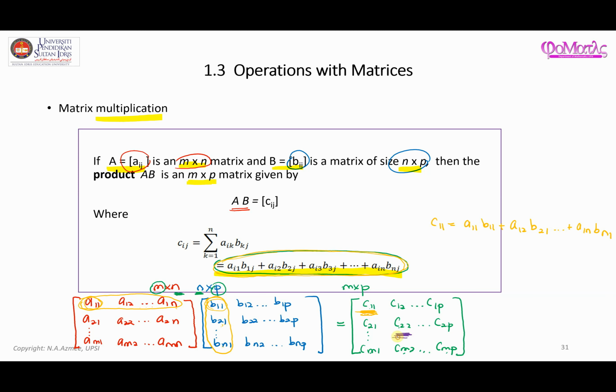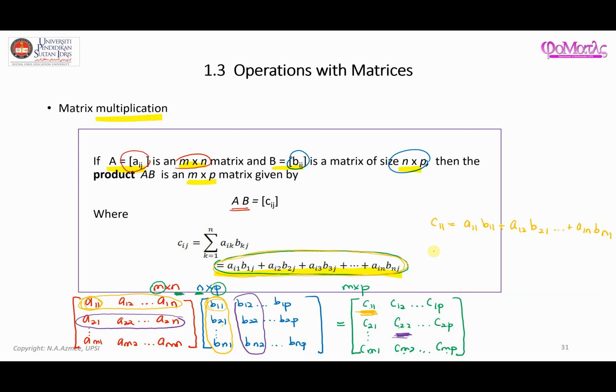So for this position, because this position is at the second row and second column, you're going to consider the second row with the second column, and we're going to repeat the process.